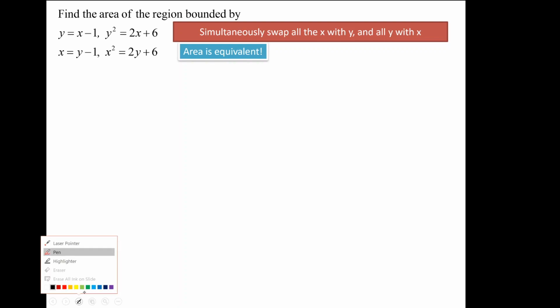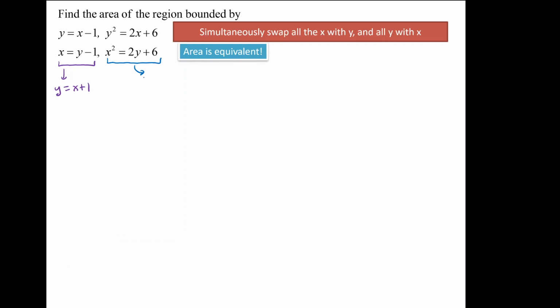So the first function here, x is equal to y minus 1. If we add 1 to both sides, we get y is equal to x plus 1. And the second function takes a little bit more work. So I'll do this one in 2 steps. 2y is equal to x squared minus 6. Then divide both sides by 2, so y is 1/2 x squared minus 3. So those are our 2 functions.